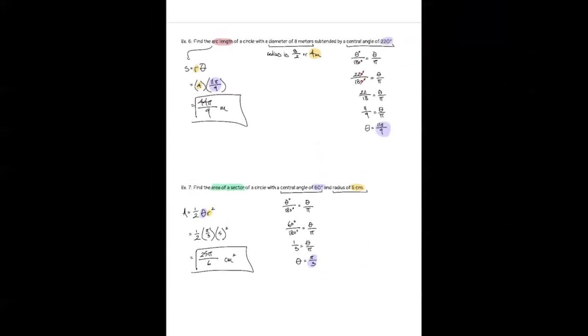So not too bad with these last 2 problems, mostly just plugging things into the equation, but being really careful. Do I have the right information or do I have to do a little bit of work to make it the right information? Okay.